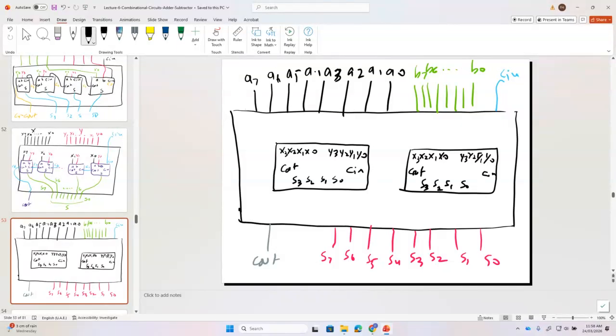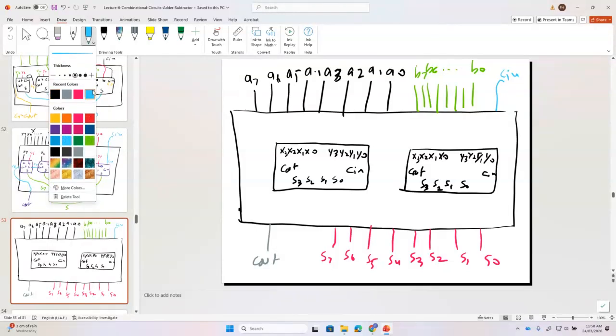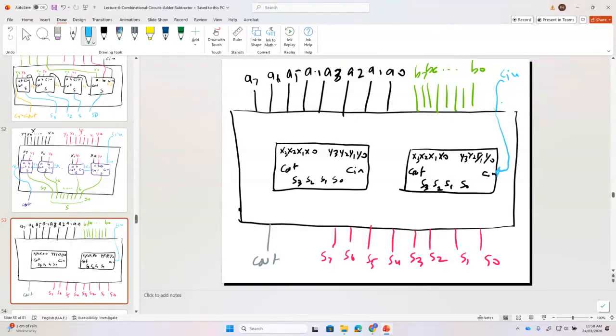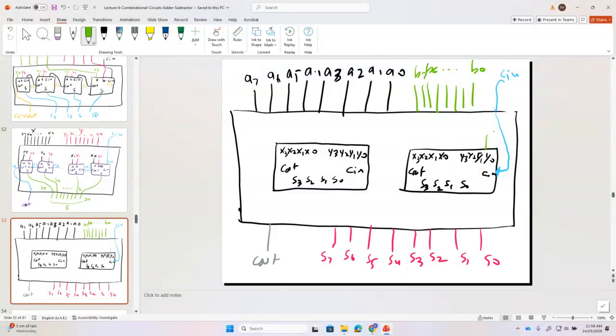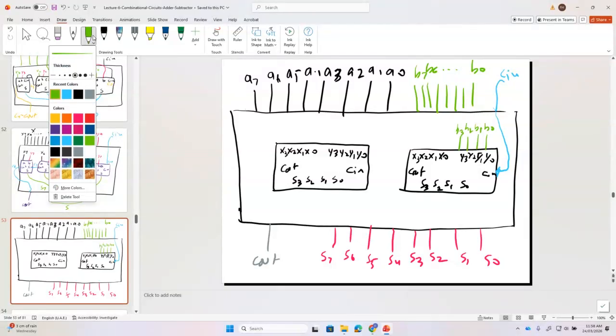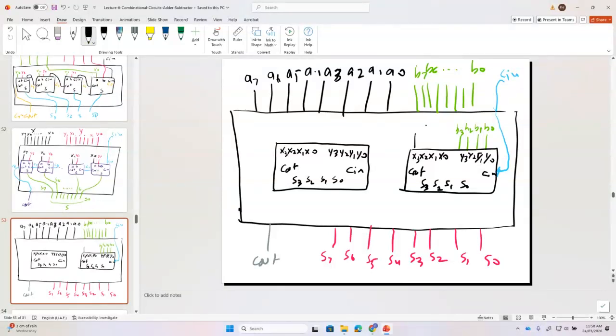Now what should we connect here? Y0 should be connected to what? B0. Now you got it? This one is connected to B1, this is B2, and this is B3. Where should I connect S3? A3, A2, A1, and A0. Any question?